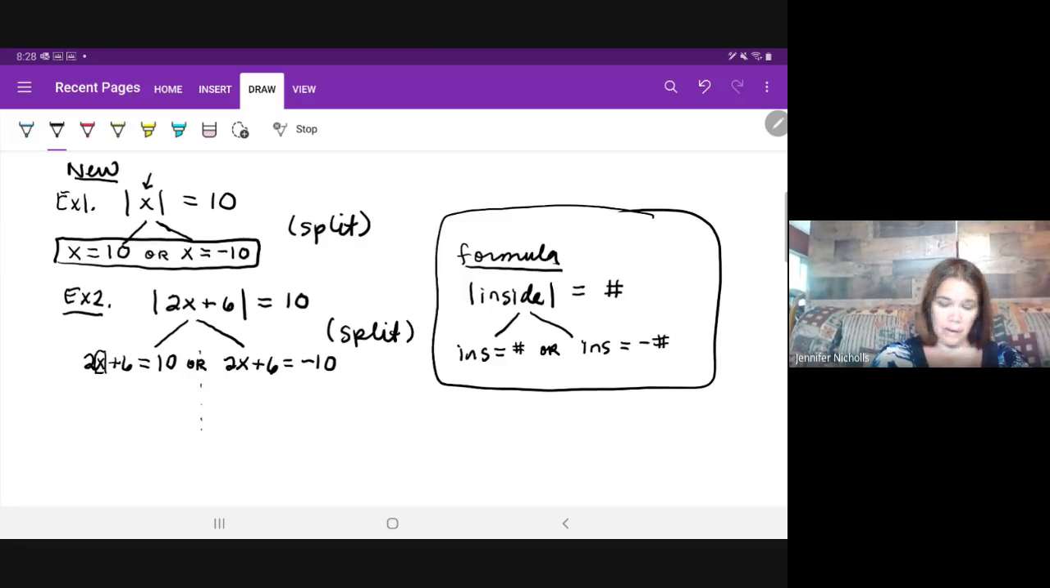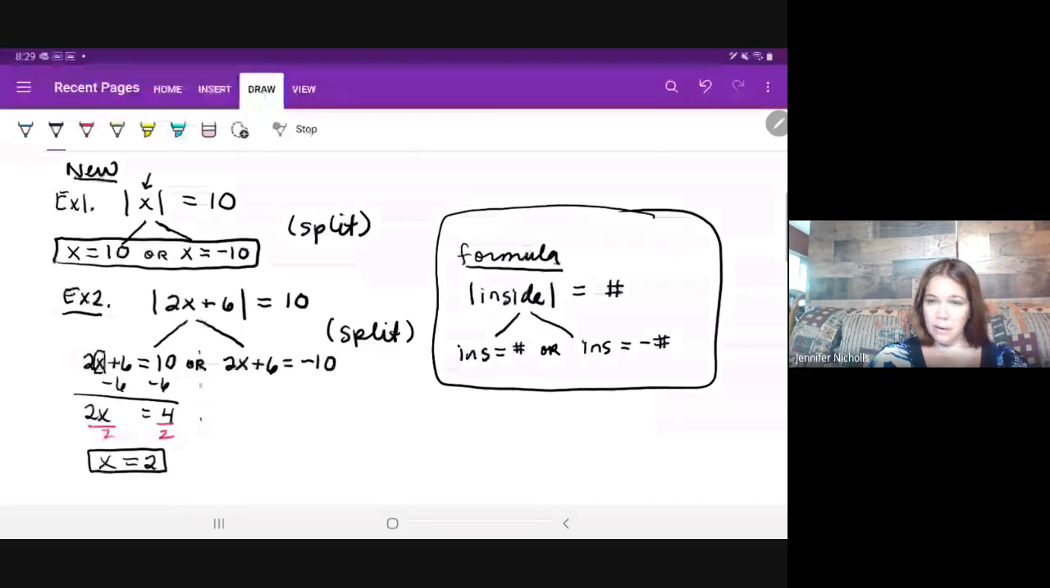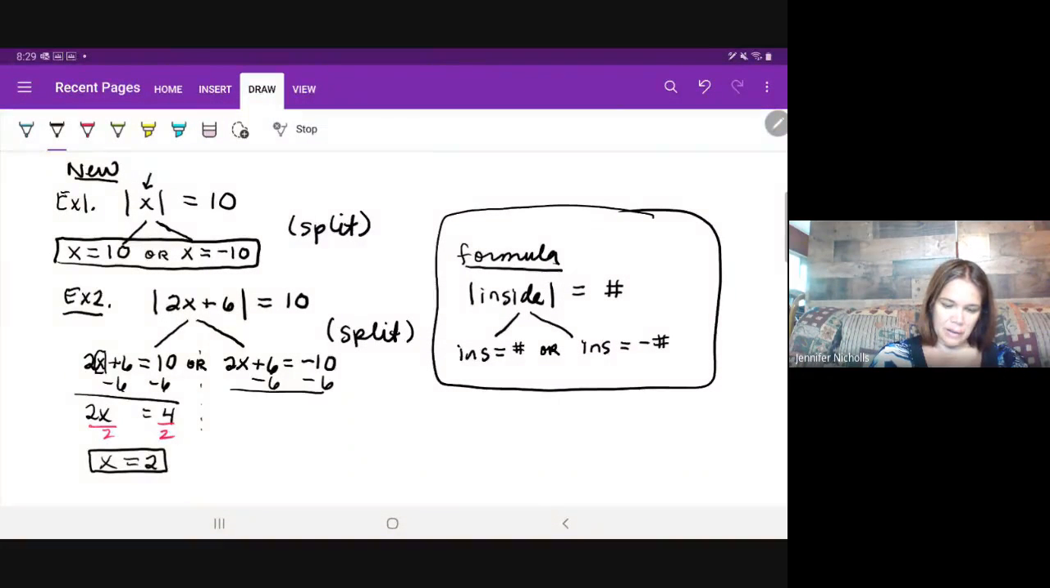So how do you get the x by itself? How do you get the x by itself in this first equation? You minus 6. And you get 2x equals 4. And then what? Divide by 2. And then you get x equals 2. So x equals 2 is one answer. Cool. And then how do you get the next one? Minus 6. So 2x equals, what's down 10 and down 6?